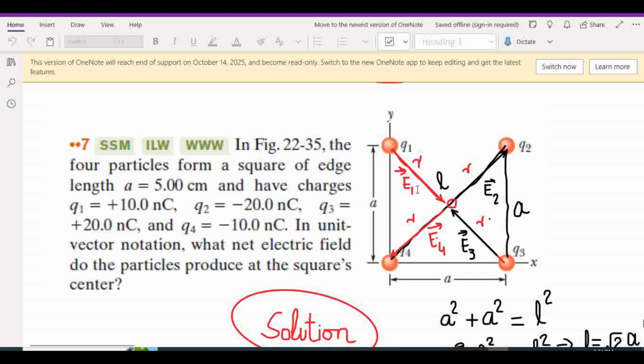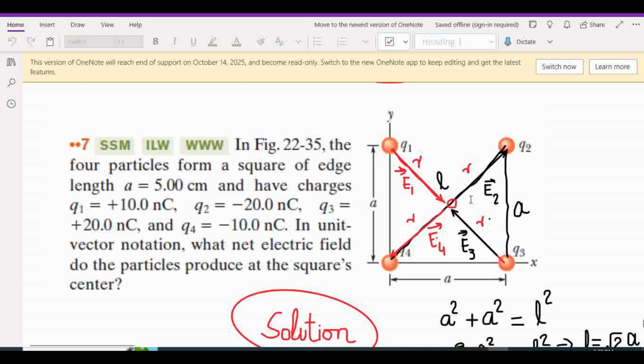So when you have to find the net field, it is easy to calculate the net field of Q1 and Q3 because they are opposite to each other and in the same line. If we subtract the smaller vector from the bigger vector, then we get the net field. Similarly, E2 and E4 are also in the same line and opposite in direction, so the difference of E2 and E4 will be the net electric field from Q2 and Q4. For magnitude, we just subtract the magnitudes.